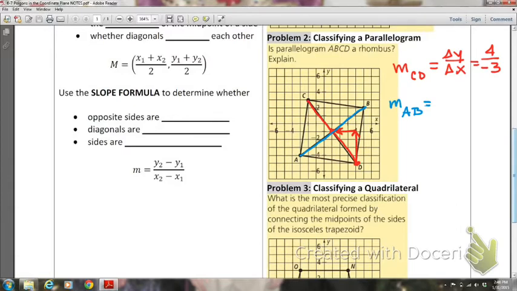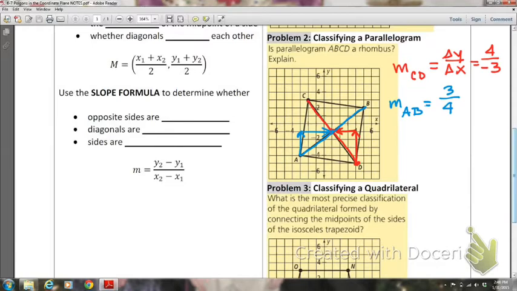So let's go from point A and see what movement it takes to get to that point where the diagonals cross. I have to go up 3, so that's a positive change of 3, positive y, and then I go right 4, so that's a positive 4 for my change in x. So you have the slope of each of these now, so the slope of CD is a negative 4/3, and the slope of AB is a positive 3/4.